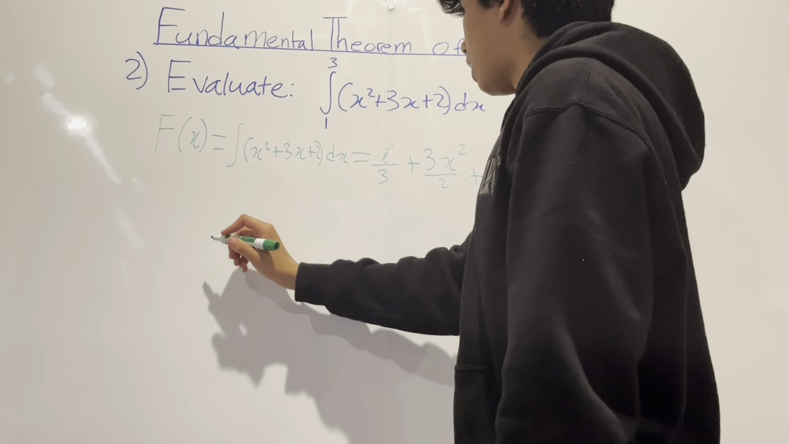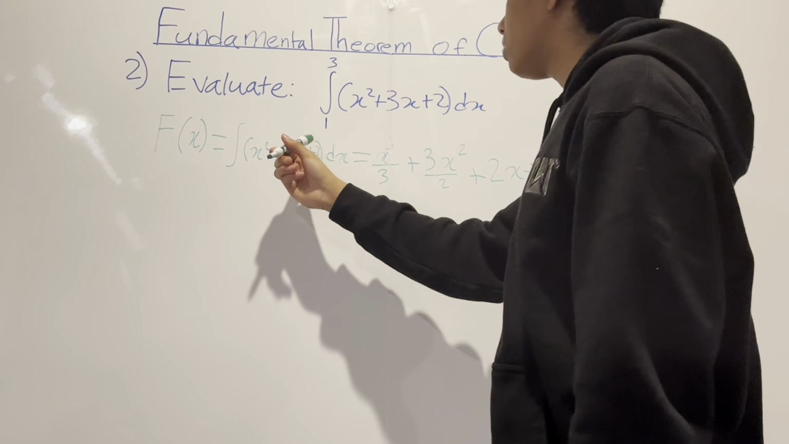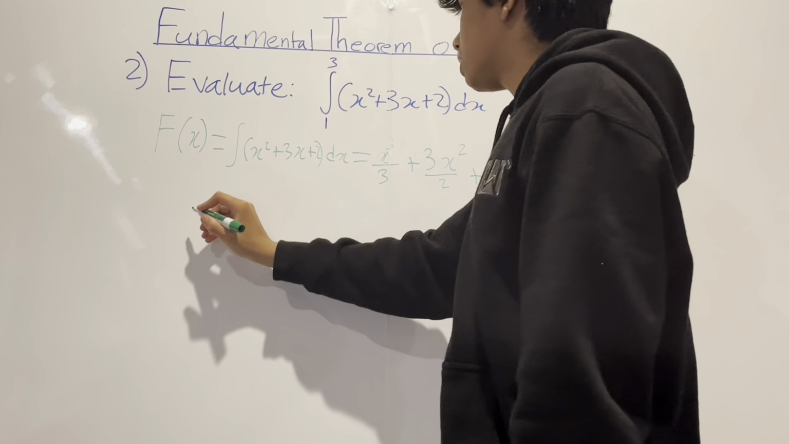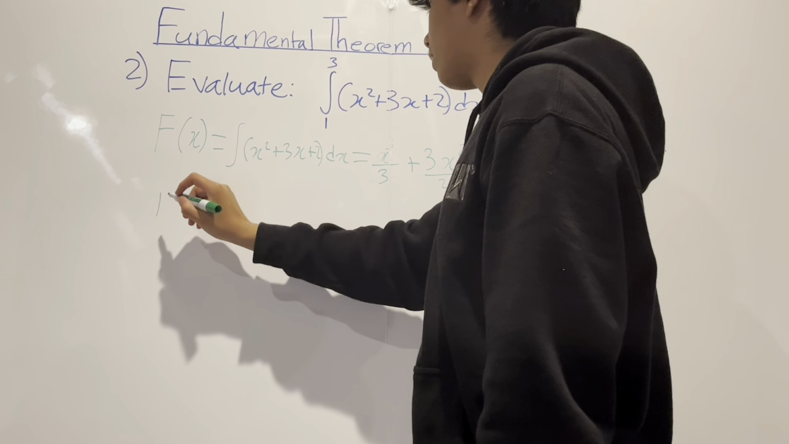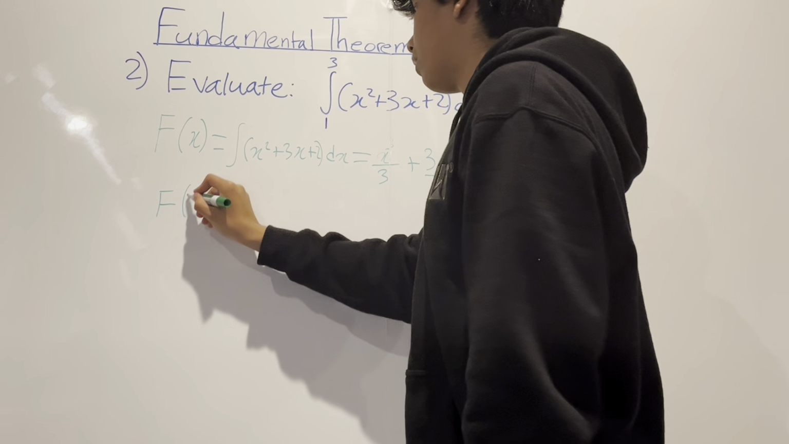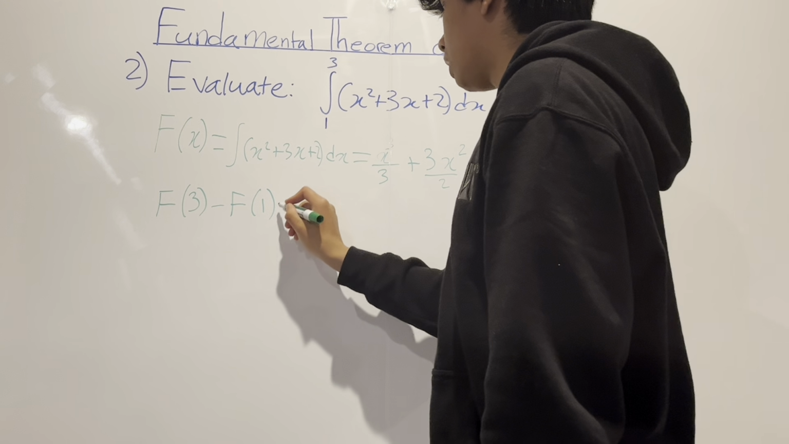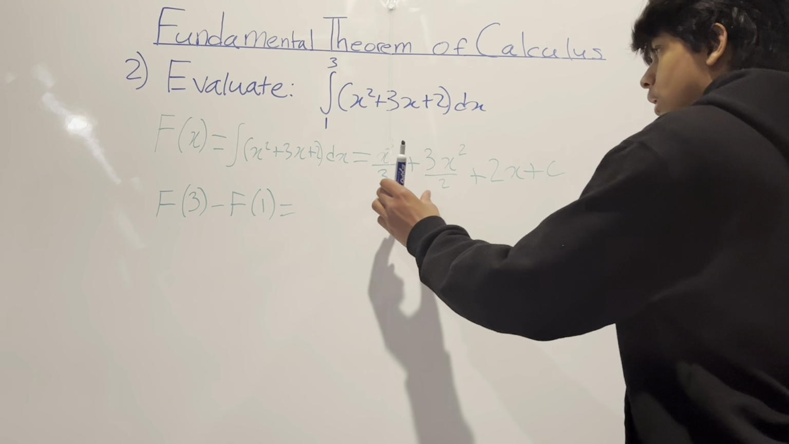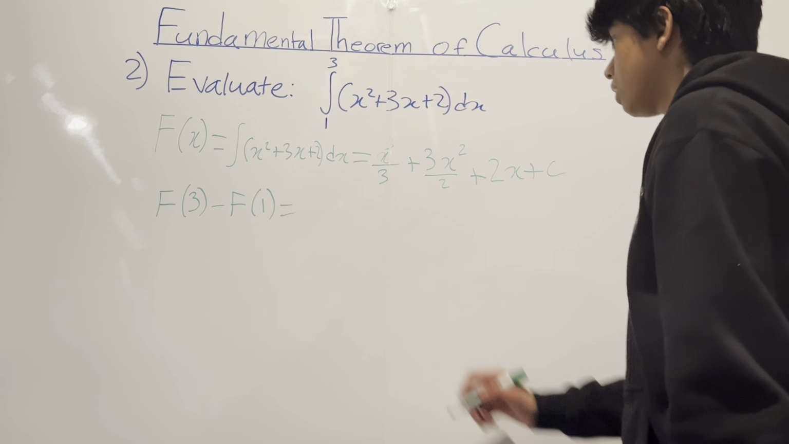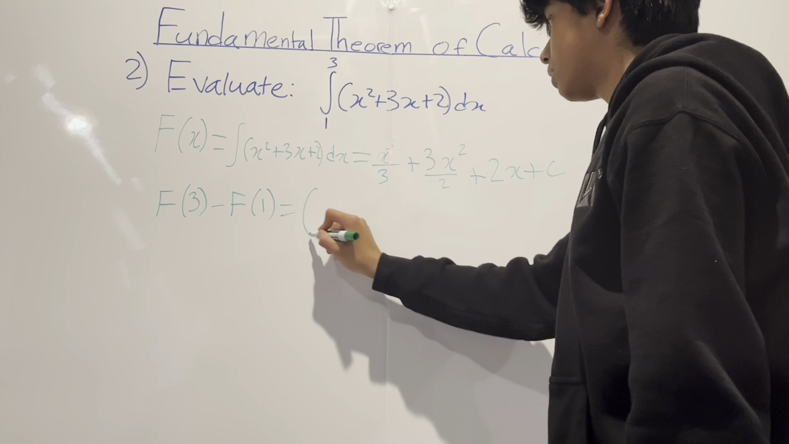Okay, so now we have our bounds 1 and 3. So let's just find F of 3 and F of 1. So F of 3 minus F of 1 equals, okay, now let's plug in 3 in this first. So let's put parentheses.